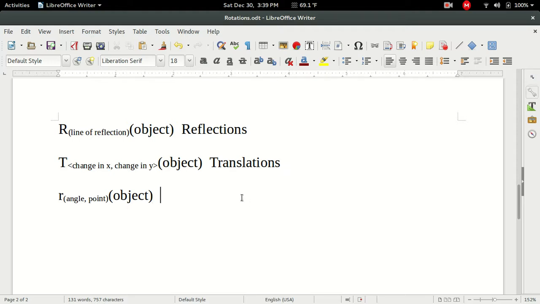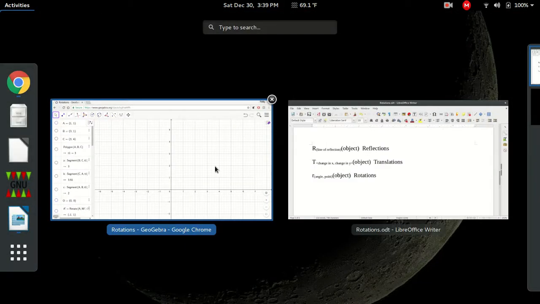The last one we're going to be working with here is called a rotation. The idea behind a rotation is we're going to have a fixed point and a given angle, and you're going to rotate a point a certain angle around the fixed point. So let me show you guys what that looks like here.